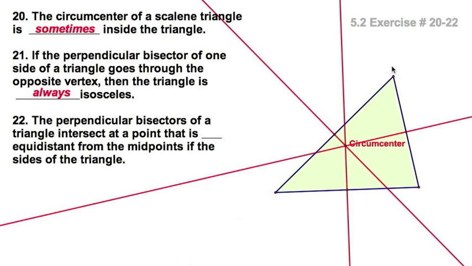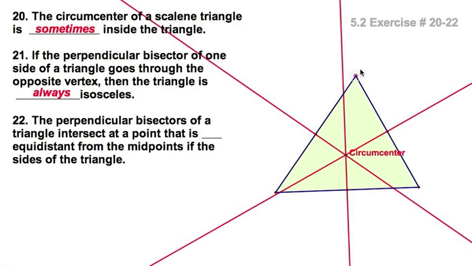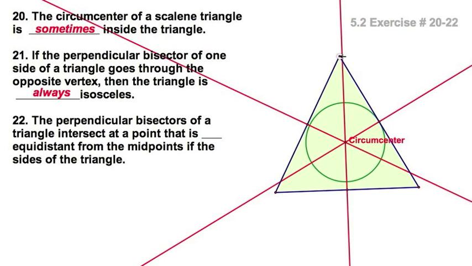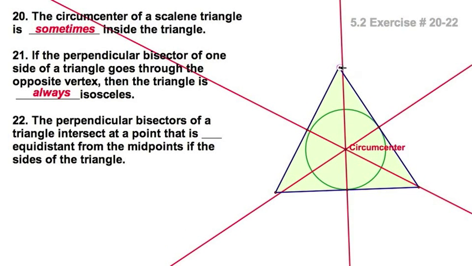So 22, our final. Perpendicular bisectors of a triangle intersect at a point that is, wow, equidistant from the midpoints of the sides. I think I know what they're getting at. Let me draw you this picture. If I could put this triangle, this circle, so it's just tangent, like this.